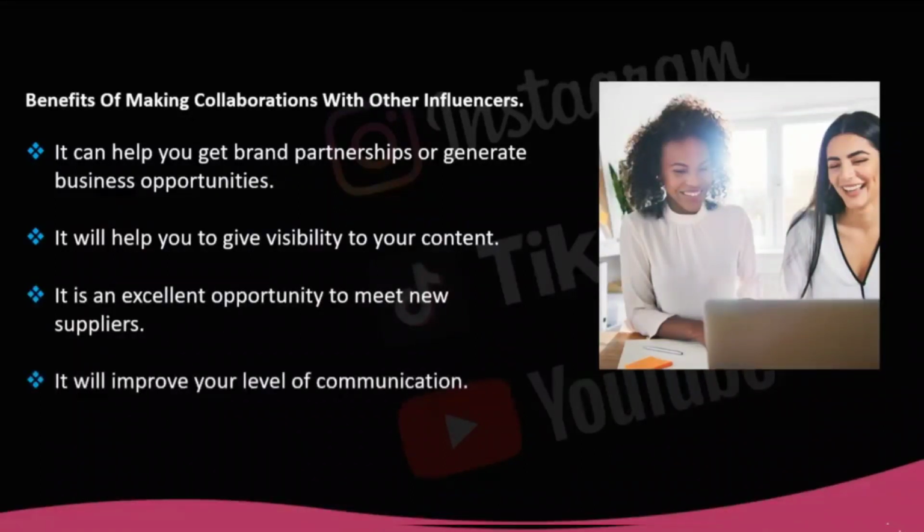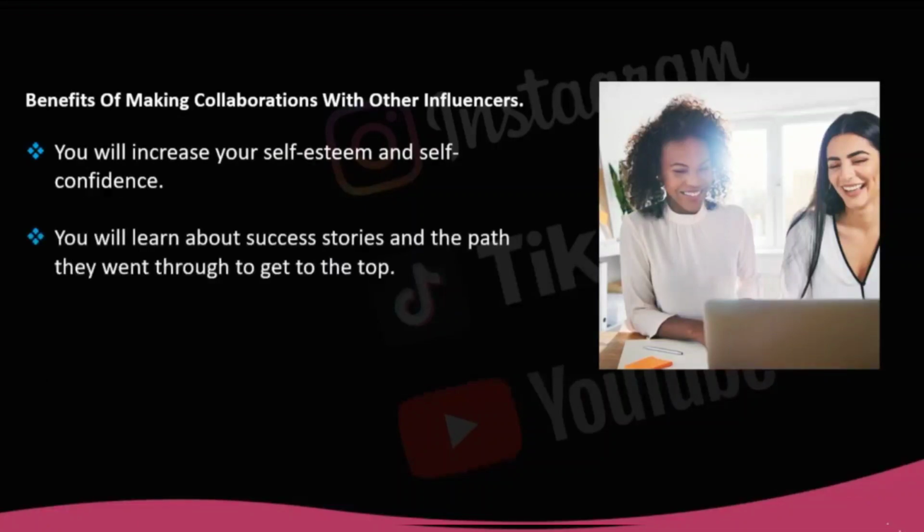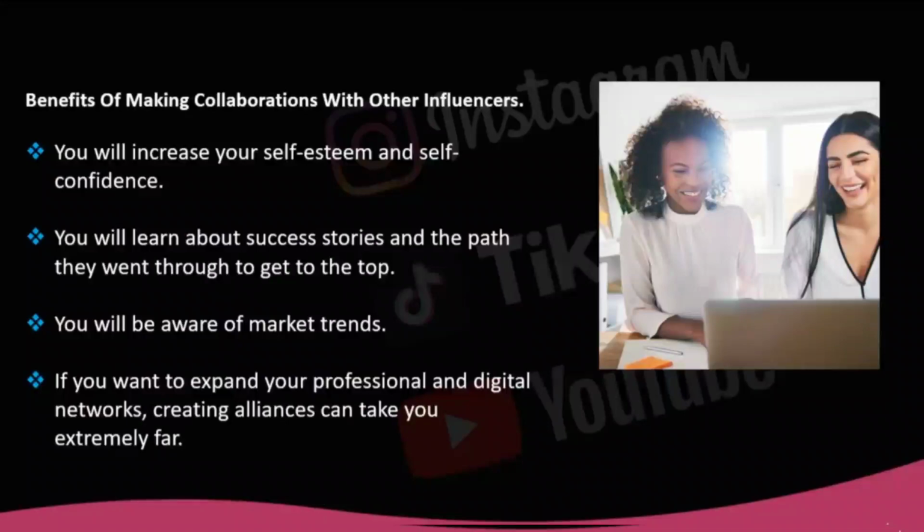It will improve your level of communication and other professional skills, such as leadership. You will be able to see and meet your competition, even form alliances with them. You will increase your self-esteem and self-confidence. You will learn about success stories and the path they went through to get to the top. You will be aware of market trends. If you want to expand your professional and digital networks, creating alliances can take you extremely far.